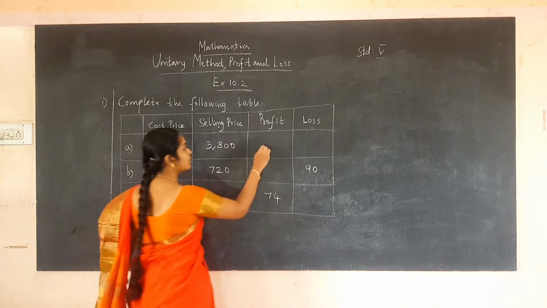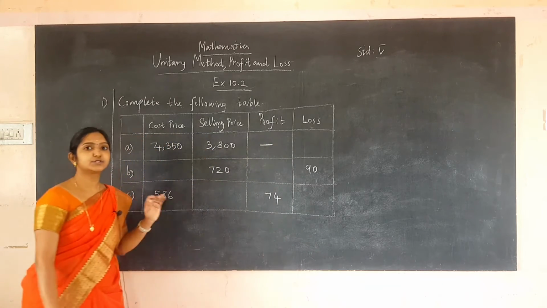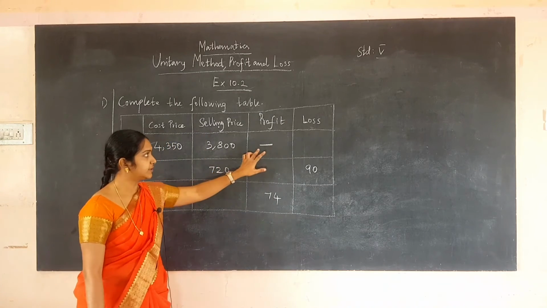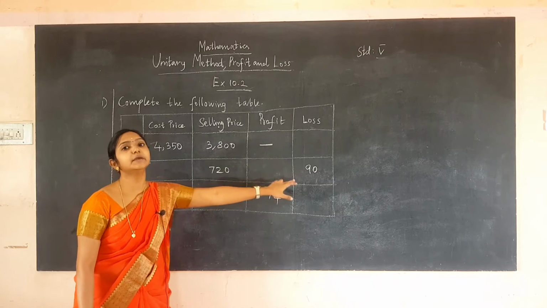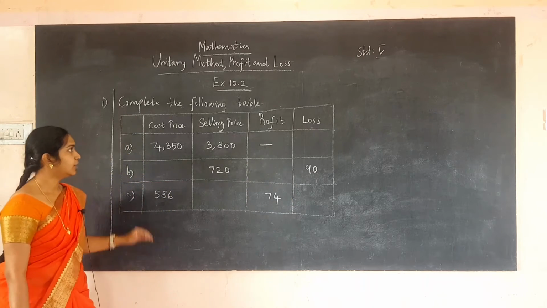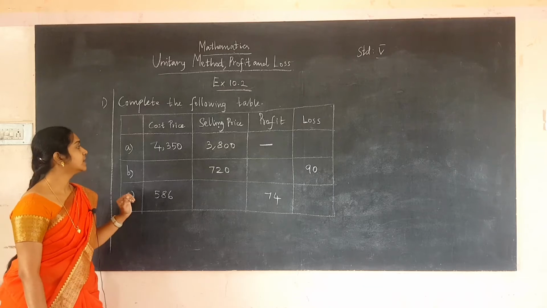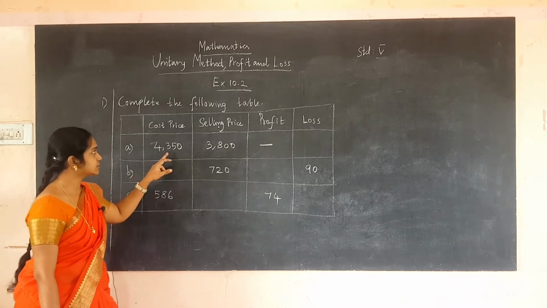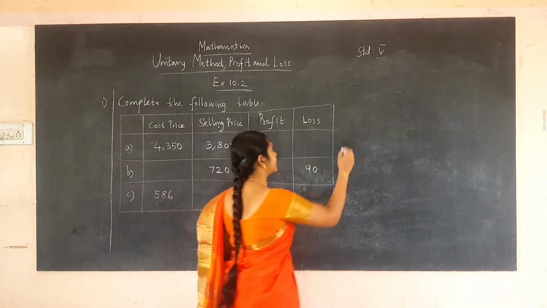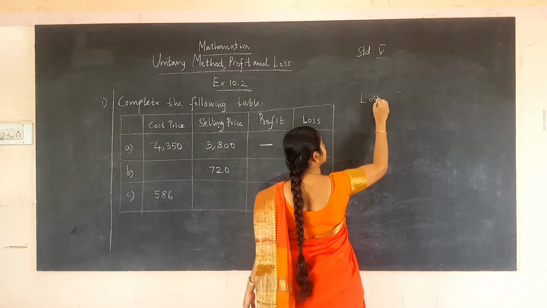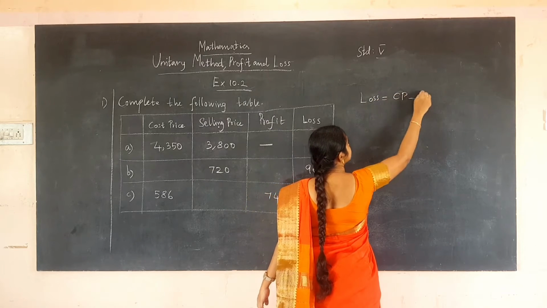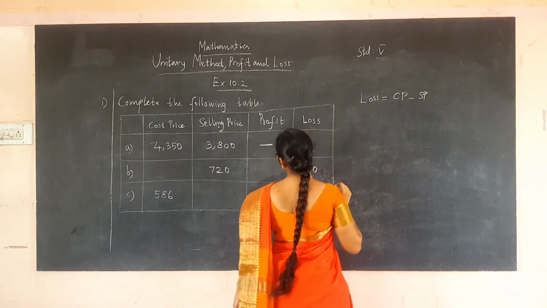So, there will be no profit. If there is loss, there will be no profit. If there is profit, there will be no loss. To find the loss, we have to subtract cost price and selling price. Loss equal to cost price minus selling price.